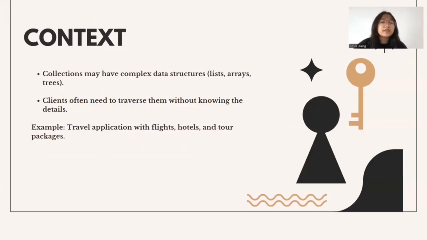So let's talk about the context. Collections can have complex structures such as lists, arrays, or trees. Clients often need to traverse them without worrying about the details. For example, in a travel application with flights, hotels, and tour packages, users just want to browse easily without knowing how the data is stored.